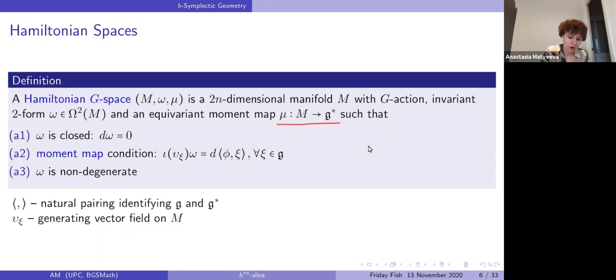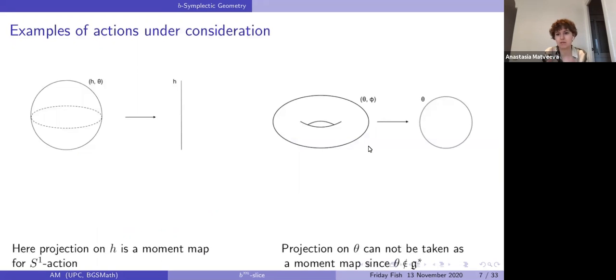Okay, now we want to understand what will be the moment map for the singular action, and first let's look at the examples of actions that we're considering. The simplest case here will be a nice symplectic Hamiltonian action, when we have a sphere. We have a rotation by S1 here. We have our symplectic form dh wedge d theta, and the moment map is just projection on the H component, on the height.